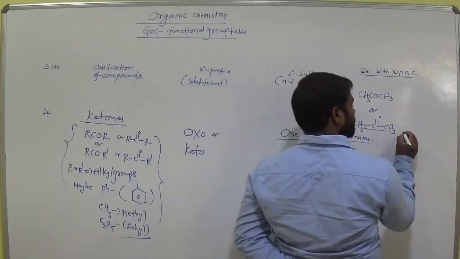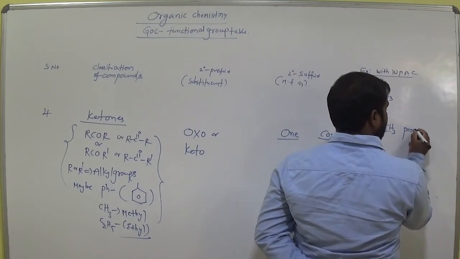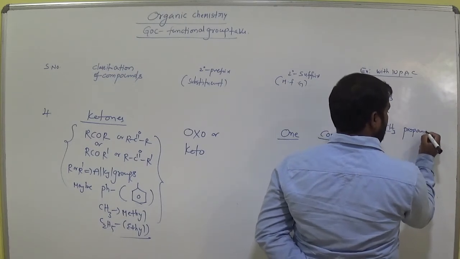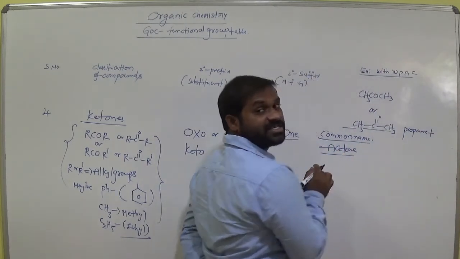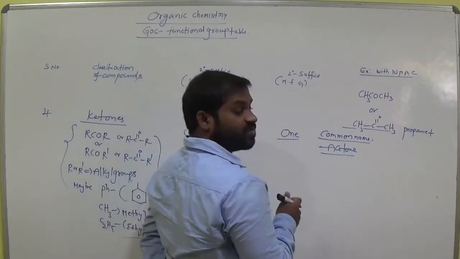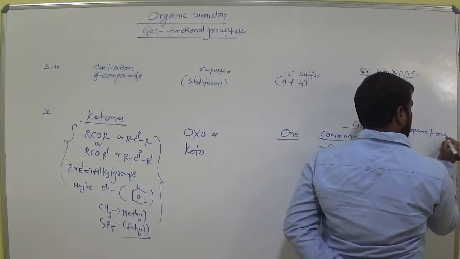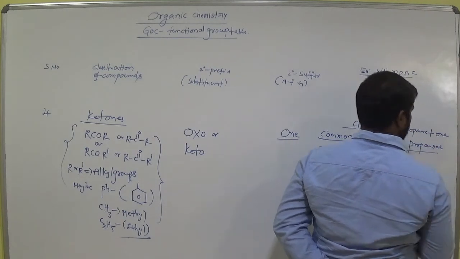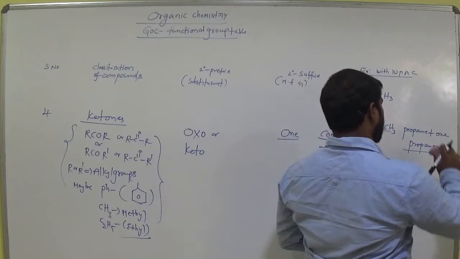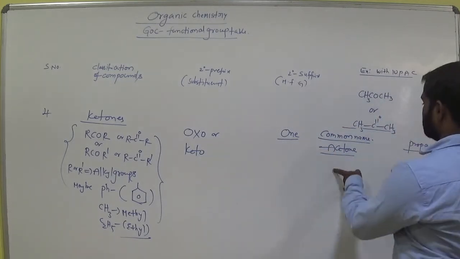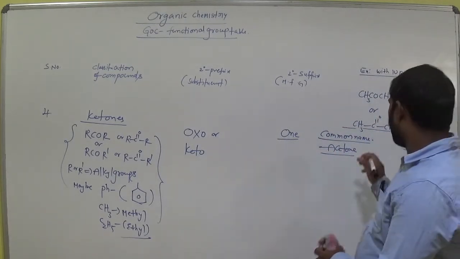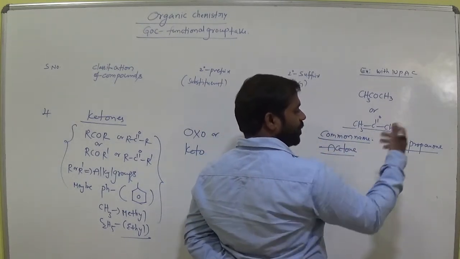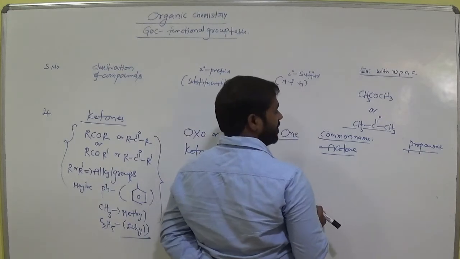3 carbons, am I right? So write pro. All are single bonds here in the main chain, so propane. Plus, if ketone is the main functional group, what is the secondary suffix? One. Propane plus one, we call it propanone. Propanone is the IUPAC name. Acetone is the common name. Remember this. Pro plus ane plus one, propanone. The one at the end of the name is the secondary suffix.